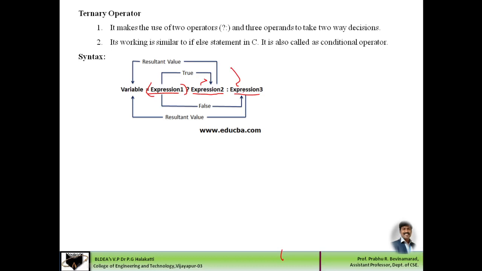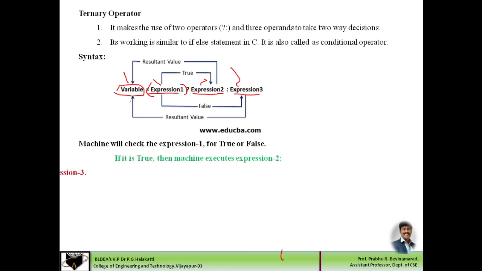And the final result will be stored in a variable, that is the destination variable. First this particular expression will be evaluated. If the result of this evaluation is true, then expression 2 will be stored in the destination variable, otherwise the expression 3 value will be stored in the destination variable. So this is the beauty of the ternary operator.